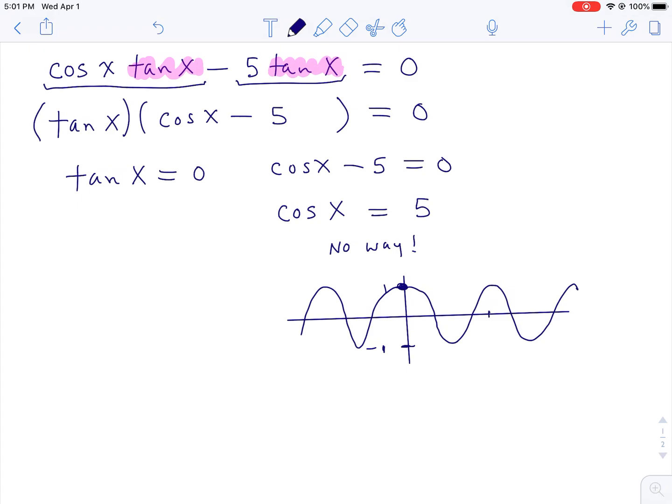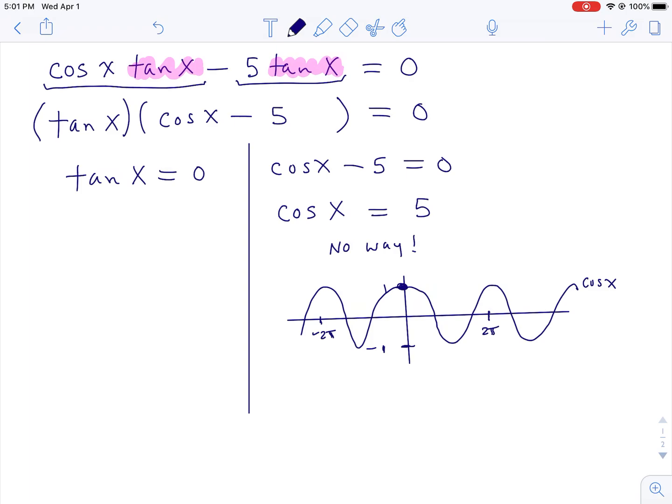And I guess we should put in a couple of x values there, right? That's basically the graph of cosine x. It never gets up to 5. It never gets beyond -1 and 1. So we don't even have to worry about that side of the equation. So we look over here.